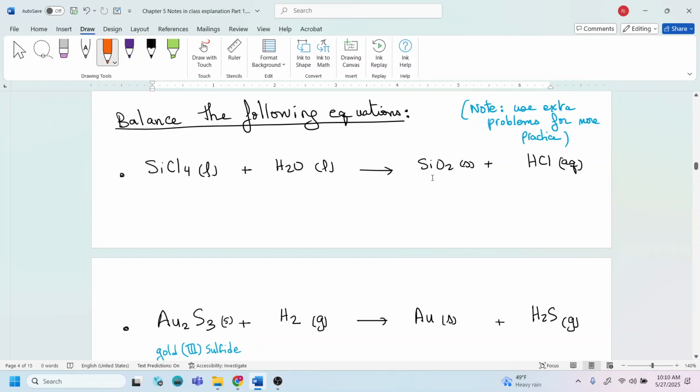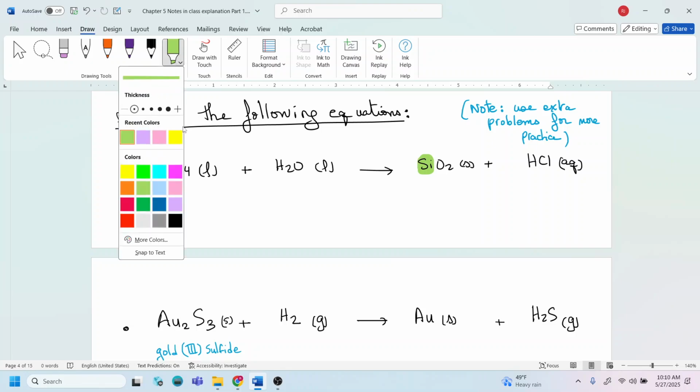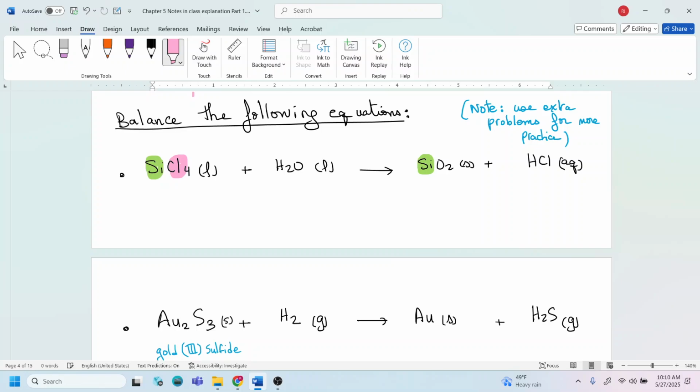So silicon, I'm starting with silicon. Silicon is balanced. And then chlorine. I have 4 chlorines in the reactants and I have one chlorine in the product. So I'm just going to go ahead and balance that and put 4 in front of the HCl. Now I'm going to balance the hydrogen. So I have 4 hydrogens here. This is 2 hydrogens, so I'm just going to put 2 there. Now the number of hydrogens is balanced. And finally, I have oxygen. I have 2 oxygens here and 2 oxygens there, so it is balanced.